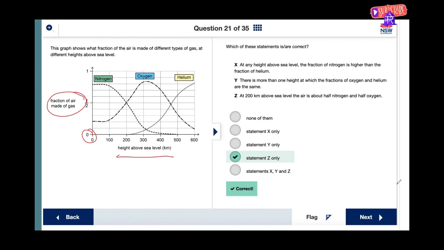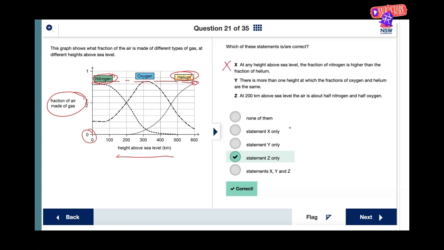X: at any height above sea level, the fraction of nitrogen is higher than the fraction of helium. Here I can see nitrogen and helium, and I'm comparing height above sea level. Because I looked at the x-axis, I know that my x-axis is height above sea level. I'm looking for where nitrogen is always higher than helium, but this is actually incorrect because at 600 kilometers, helium is comparatively higher than nitrogen. So X I can label as incorrect.